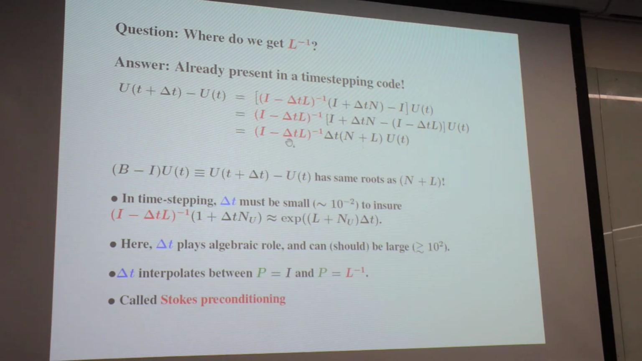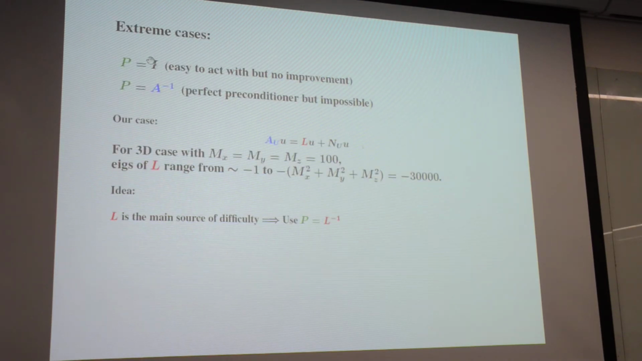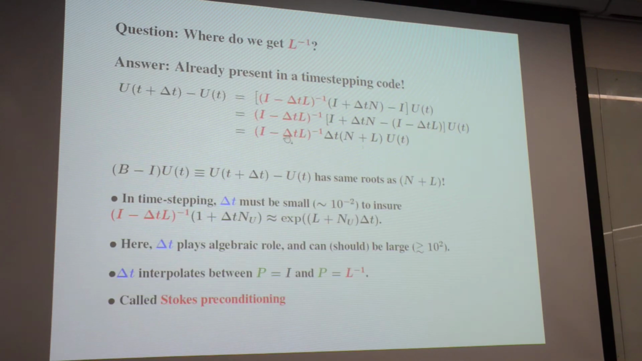This is the interpolation that we were talking about, those extreme cases. If we take delta t very, very small, then this is like multiplying N plus L by I. It doesn't really change N plus L. It's not a very effective preconditioner. If we take delta t very large, that's like multiplying by L inverse, effectively. And we claim that this is a good preconditioner, and I have found it to be so.